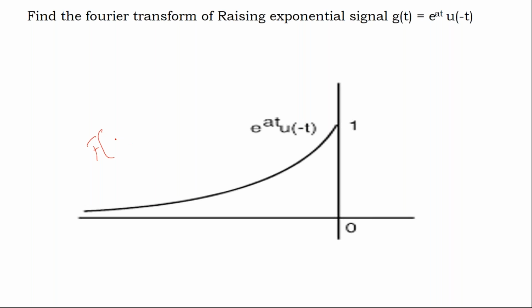Already we solved this also in the last class. The Fourier transform of e power 18 to u of minus t. Now tell me what is the answer that we got for this? One of you please unmute yourself and tell me.